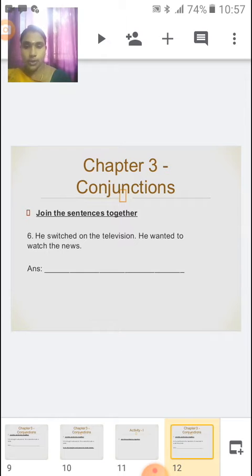Okay. So he switched on the television. He wanted to watch the news.